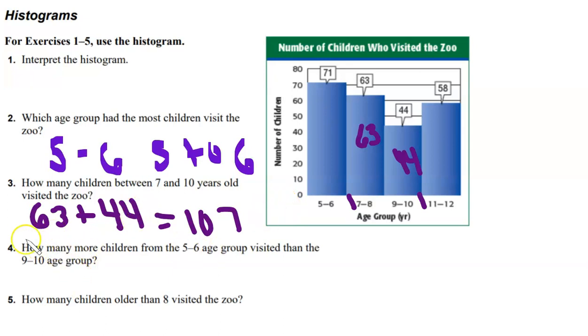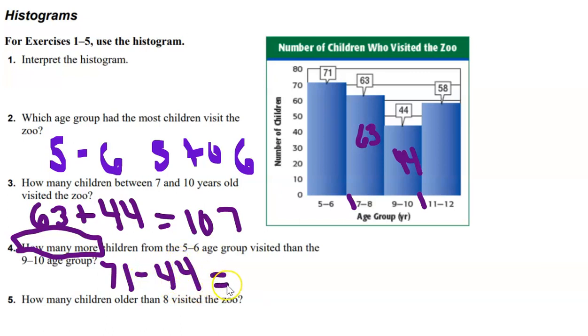It says how many more? So that word how many more means at some point we are going to have to subtract. How many more are in the ages of 5 to 6 than in ages 9 to 10. So in the 5 to 6, that's 71. In the 9 to 10, that's 44. So in order to do that, we are going to subtract, and that is going to give us 27. So there are 27 more 5 and 6-year-olds than there are 9 and 10-year-olds.